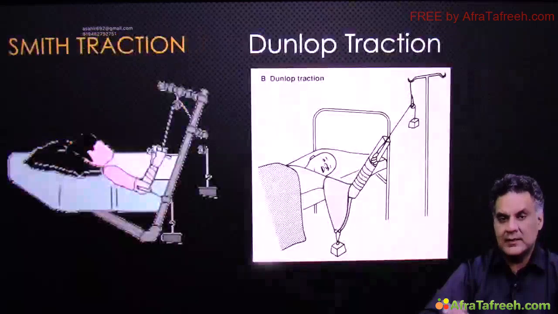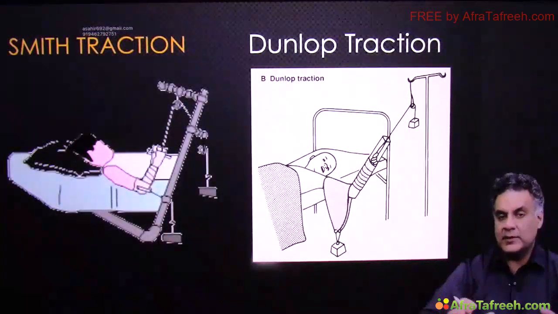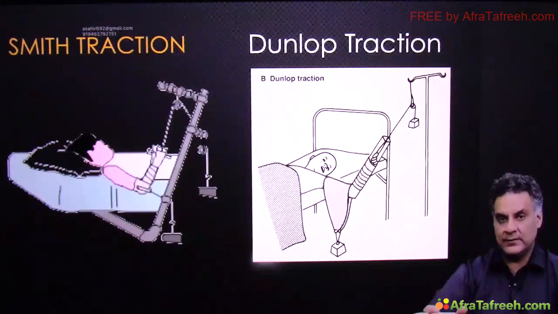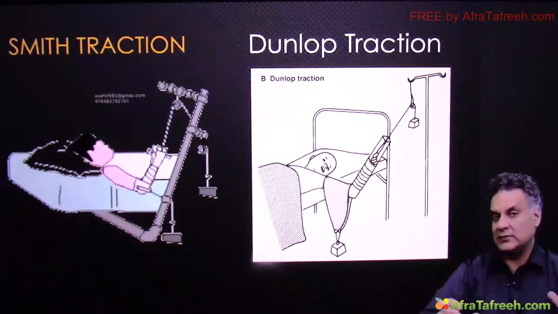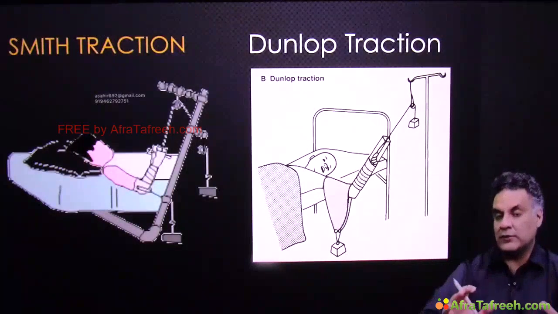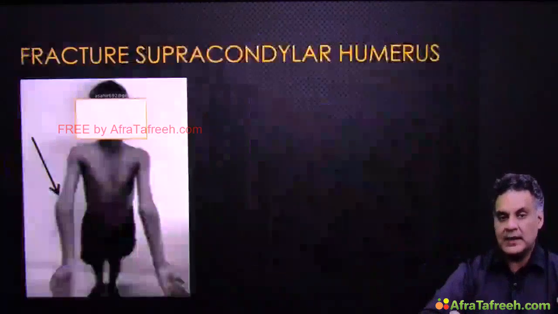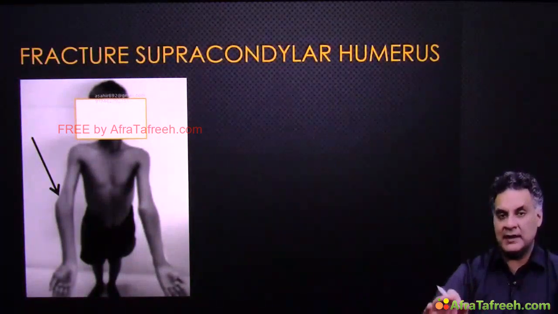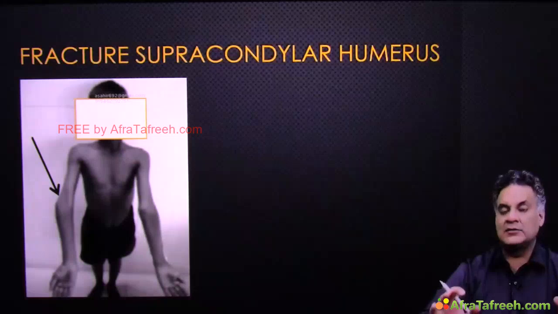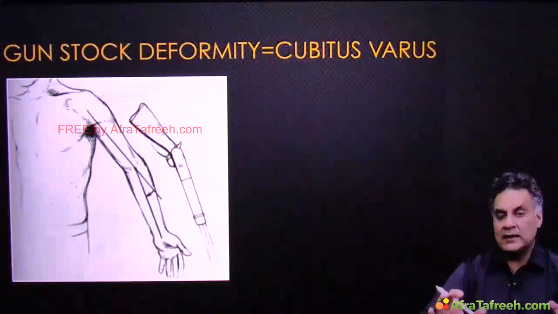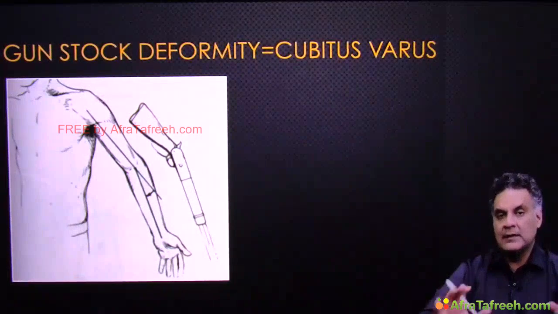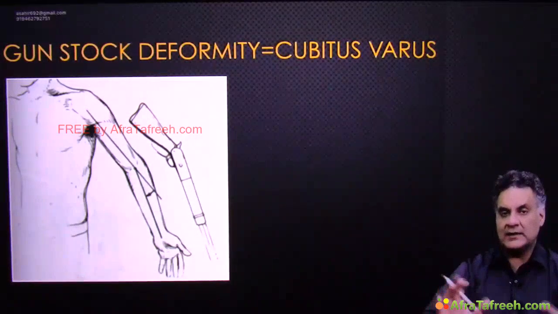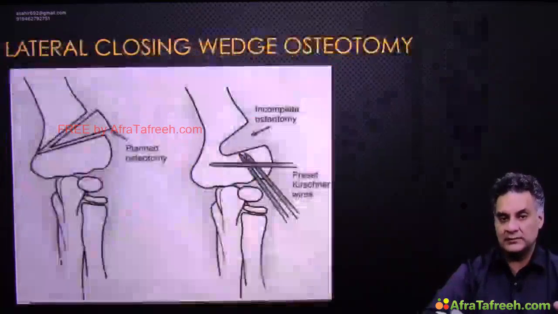Classically, in older times, supracondylar fracture humerus were treated by tractions, the Smith and the Dunlop traction. Smith traction is for supracondylar humerus fracture. It is not for Smith fracture, remember that. And fracture supracondylar humerus, the most common complication is malunion, causing cubitus varus or gunstock deformity, because the limb looks like the stock of the gun. The same cubitus varus and the gunstock deformity are the synonymous words.